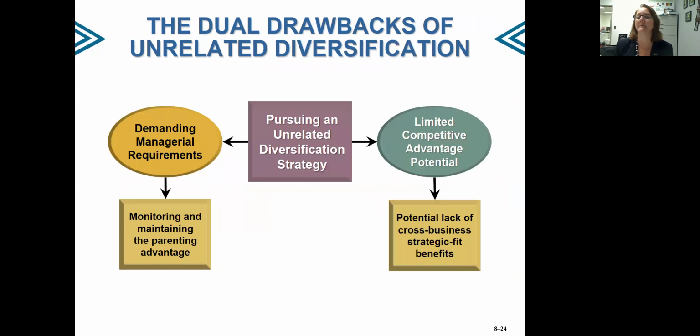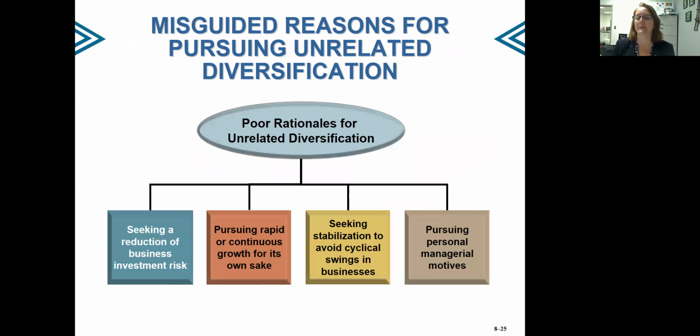The dual drawbacks of unrelated diversification: the demanding managerial requirements of the parent company and limited competitive advantage potential. Okay. So if you are facing either of those and they're not giving you good outlooks for that diversification, don't do it. You're better off not going into that area. Here are some poor rationales for unrelated diversification.